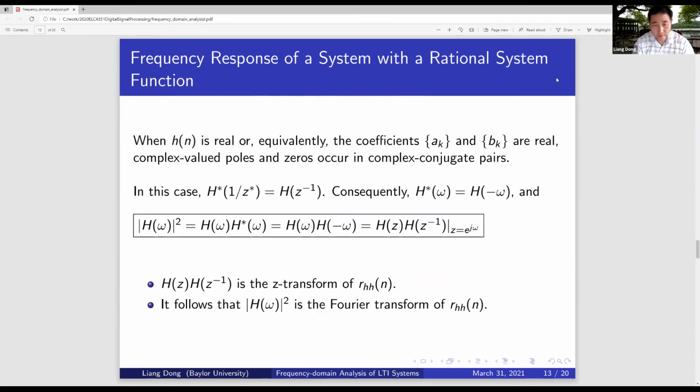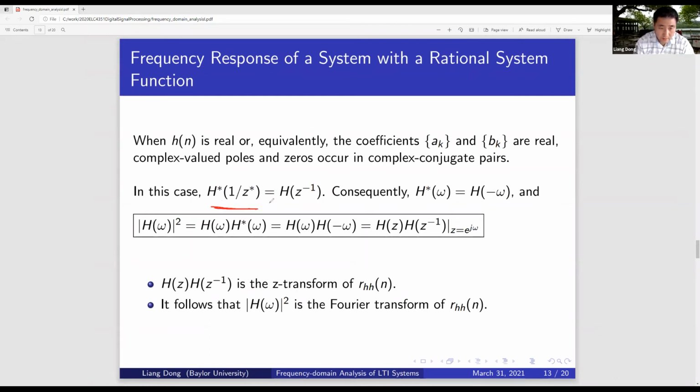When h[n] is real, equivalently, in this case, h[n] can be represented, the system can be represented, using a rational format with all the coefficients a_k and b_k. Then those coefficients a and b are real. We have complex variable poles and zeros occurring in complex conjugate pairs, the same as we discussed before. If those coefficients are real, then the zeros and the poles are either real, or if they are complex, there must be another complex conjugate pair.